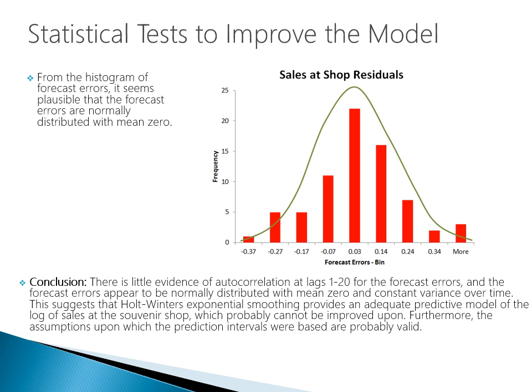Our conclusion is that there is little evidence of autocorrelation at lags of 1 to 20 for the forecast errors, and the forecast errors appear to be normally distributed with a mean of 0 and a constant variance over time. This suggests that Holt-Winters exponential smoothing provides an adequate predictive model of the log of sales at the souvenir shop, which probably cannot be further improved upon. Furthermore, the assumptions upon which the prediction intervals were based are probably valid. So we've found a good model that fits this data very well.